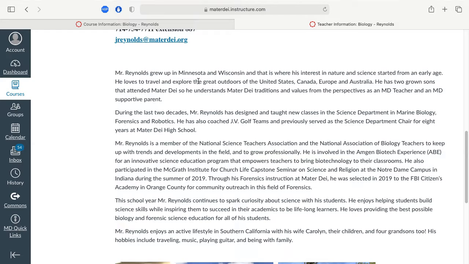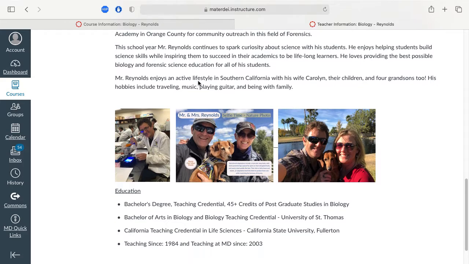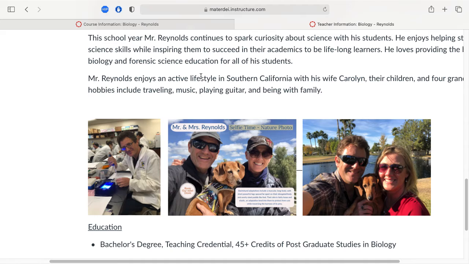And I'm part of the FBI Citizens Academy, and I try to get involved with a lot of things here at school. I've been the department chair for 8 years. A while back, I've taught many different classes. I've been a coach with girls and boys JV golf, and I still like to be active outdoors. So you can see a couple pictures there with my wife Carolyn and our only kid at the house. That's my 13-year-old dachshund.